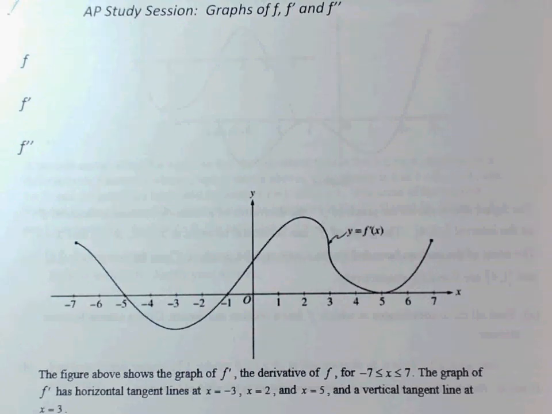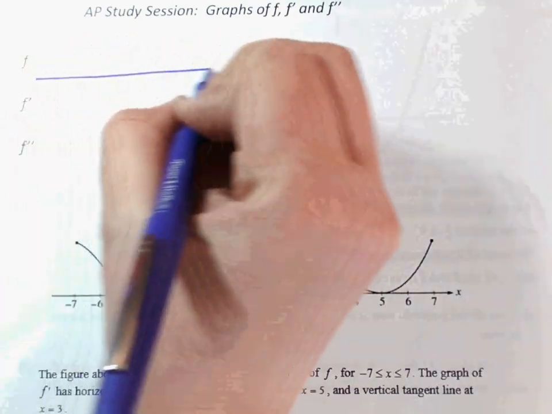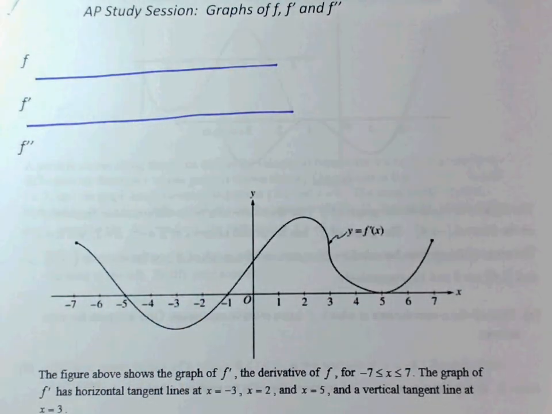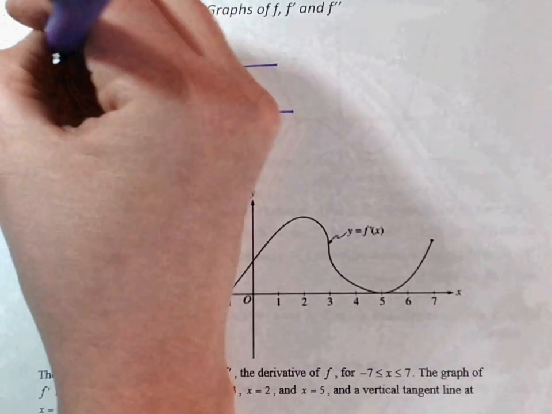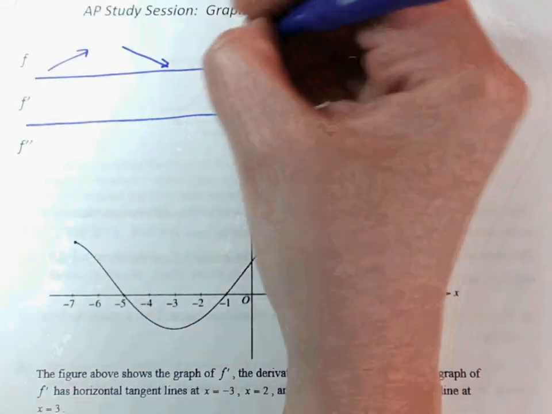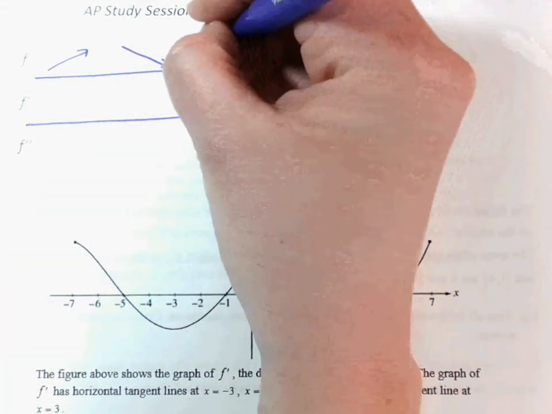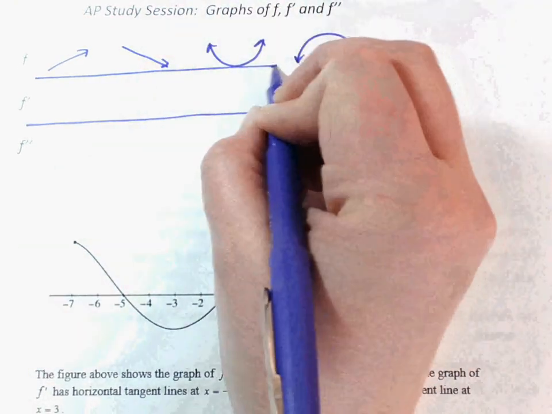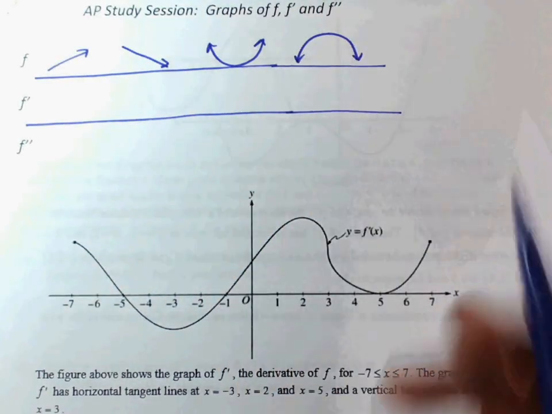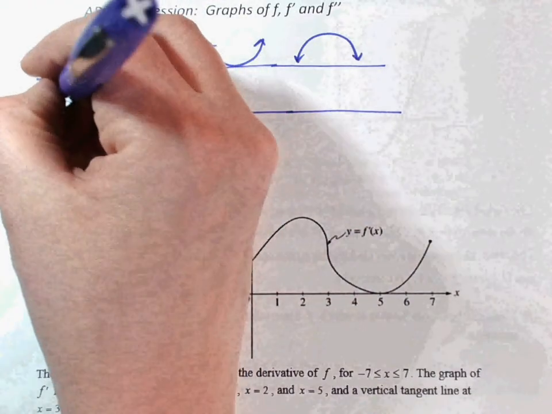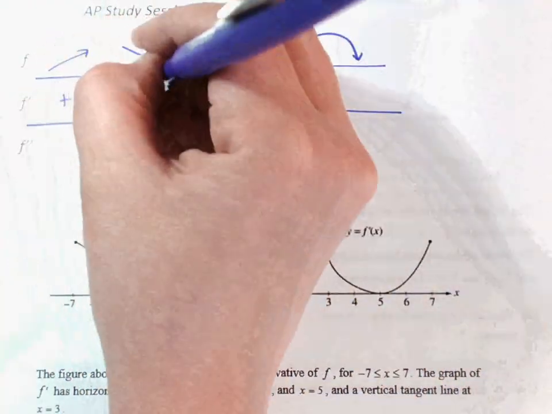Okay, so we're going to make a little chart up here at the top. F, F prime, and F double prime. F can be increasing or decreasing. It can be concave up or concave down. Then within that, think about that if F is increasing, then that makes F prime positive, and if F is decreasing, F prime negative.